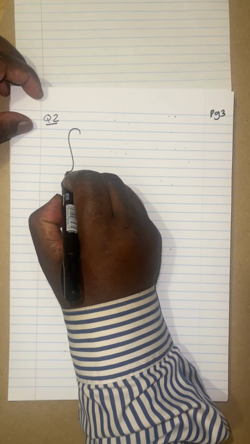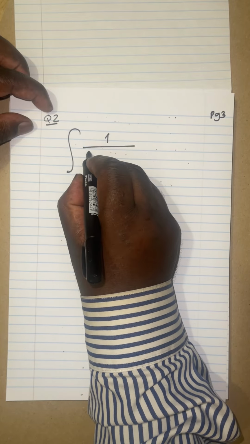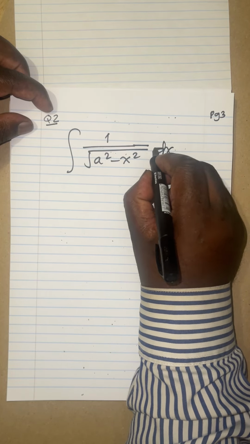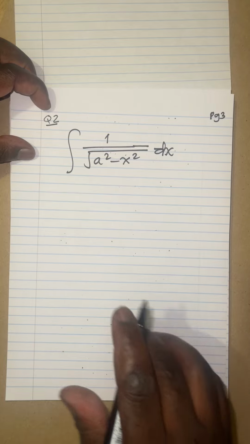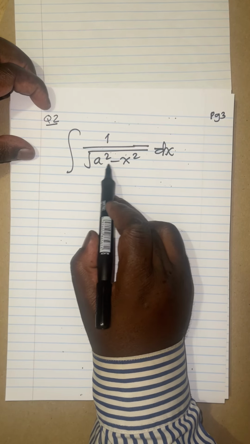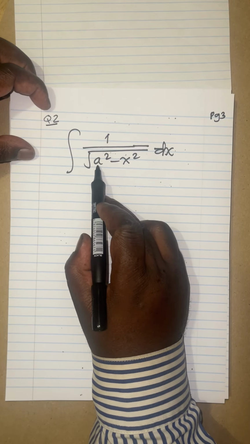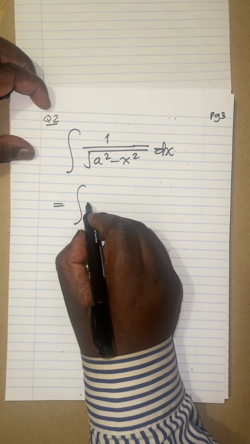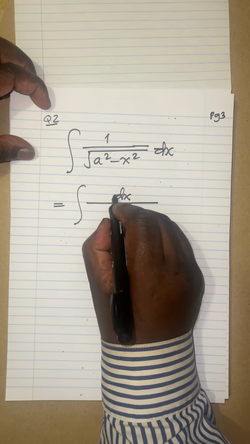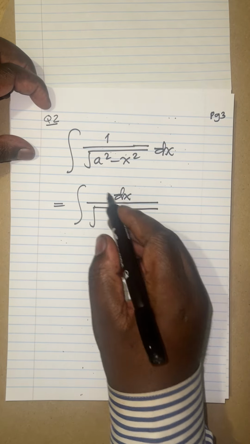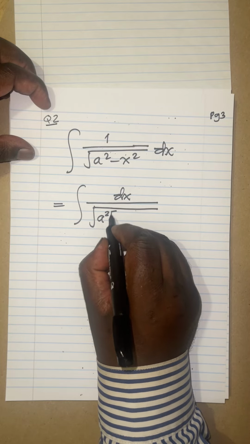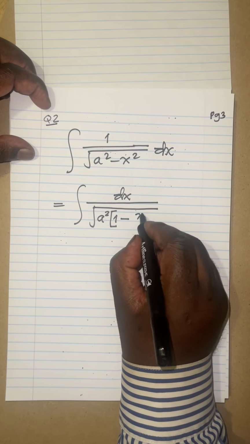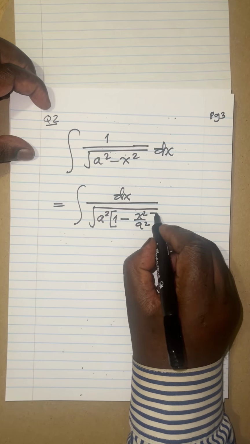Question number 2 says the integral of 1 all over square root of a squared minus x squared, and we have dx. Now at this stage I'm going to have to factorize this. I'm going to take a squared as a common factor. So how does it work? So this is going to be the integral, and allow me to put dx in the numerator now, dx like so, all over square root of, and I'm going to factorize that as my common factor is a squared, and I'm going to say a squared into a squared, the answer is 1, minus, and there it's going to be x squared over a squared, if you catch what I'm trying to say.